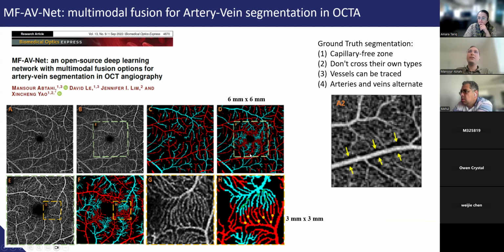Yeah, these criteria are generally for the manual annotation process that we are using to annotate the ground truths before doing the training process. During the training process, we are using a loss function to generate an AV map that is matched with the ground truths. Okay. Thank you.